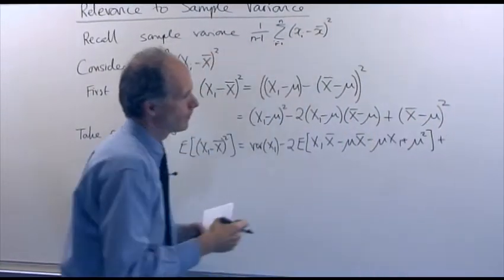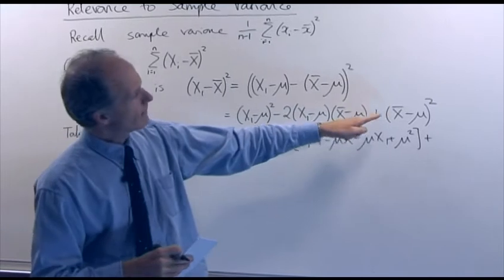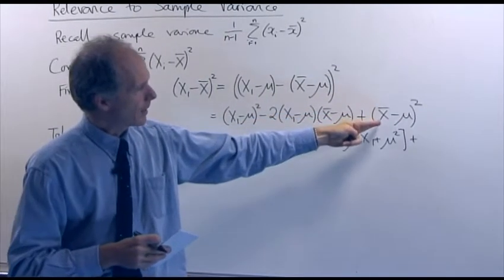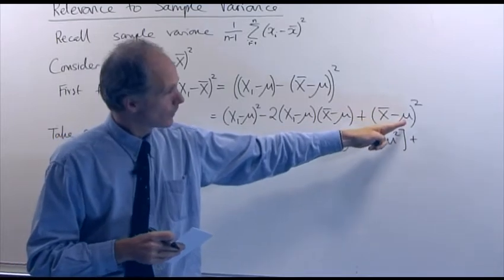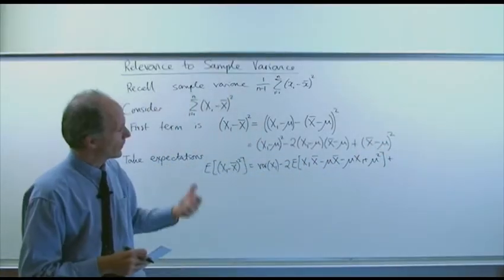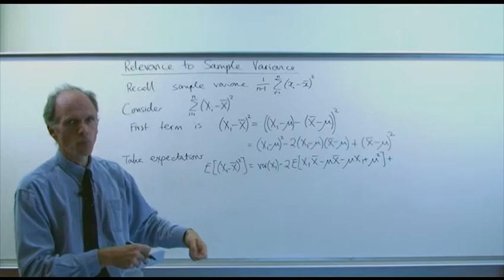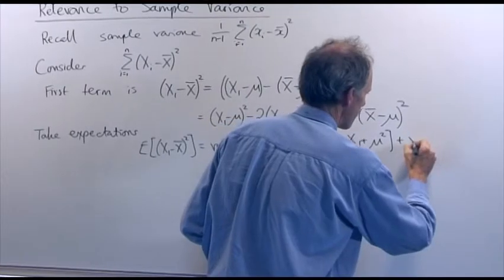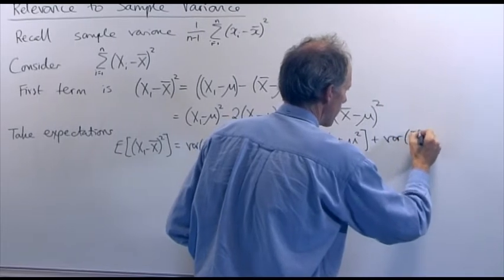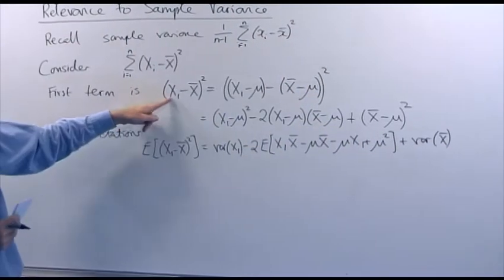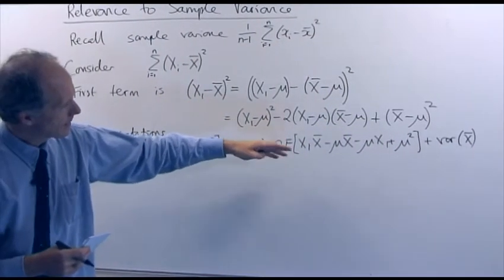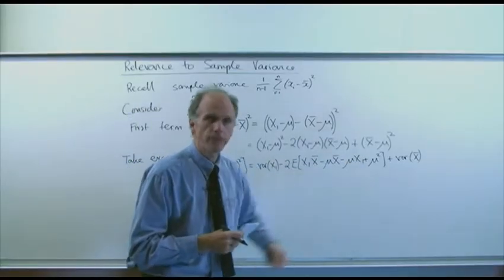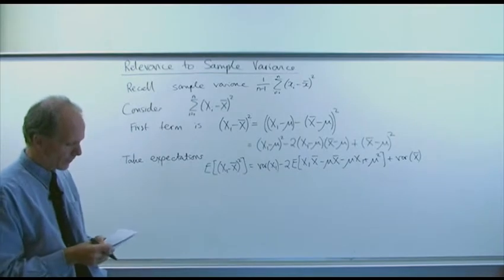And then the last term, this is exactly the variance of x bar, because x bar has expected value μ, and the definition of a variance is the expected value of a random variable minus its expectation squared, and so that's just the variance of x bar. So we've gone from something quite simple to something a bit more complicated, and the middle term here still requires more work, but the end terms we've extracted out, and they're now looking very simple.